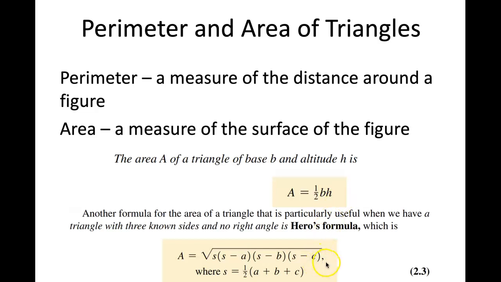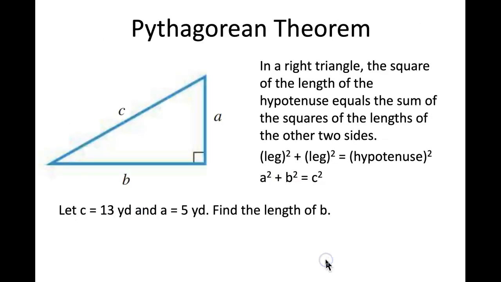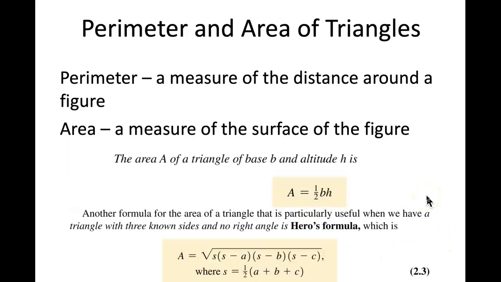Another way to find area, if you have all three sides given, but you don't know a right angle, it's not a base and a height, is called Heron's formula. And in Heron's formula, the area is defined as the square root of S minus A, S minus B, S minus C, where S is 1/2 of A plus B plus C. So this is another way to find the area of a triangle if you don't know a base and a height.